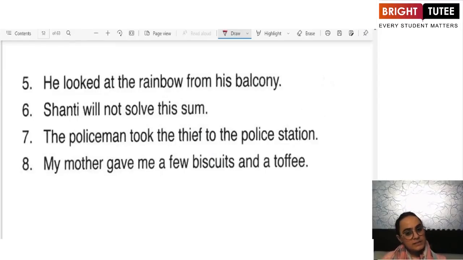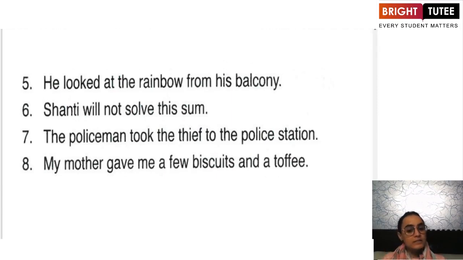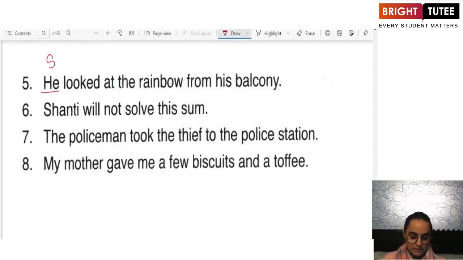The next sentence says, he looked at the rainbow from his balcony. So he looked at the rainbow. He is my subject, looked is my verb. And what did he look at? The rainbow, which is my object in the sentence.